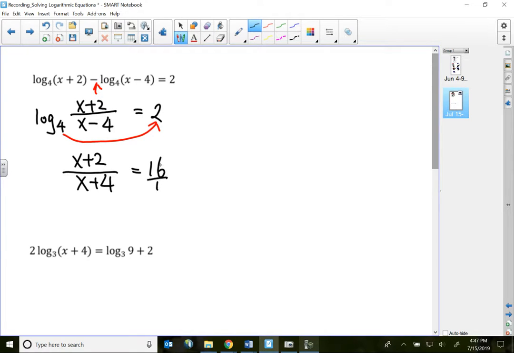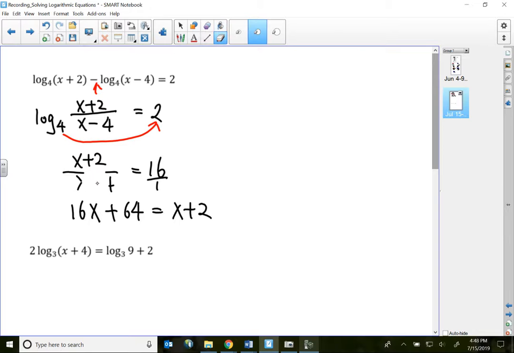Now I'm just using cross product to solve it. All right, 16 times x is 16x plus 16 times 4, 64 is equal to x plus 2 times 1 is still x plus 2. All right, let's move these around. Oh, I wrote it down wrong. It's x minus 4.